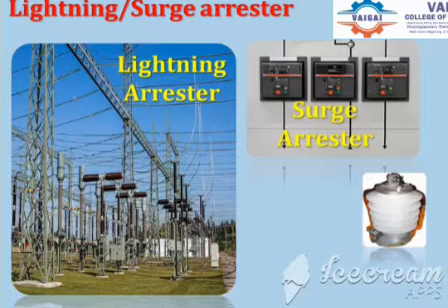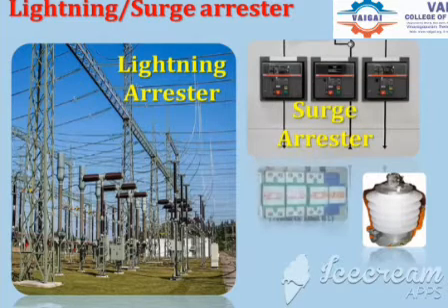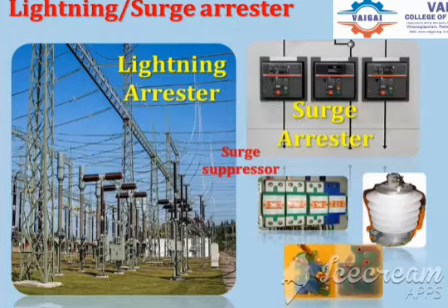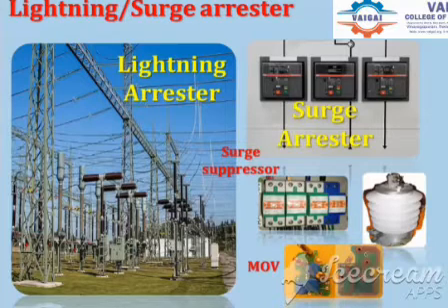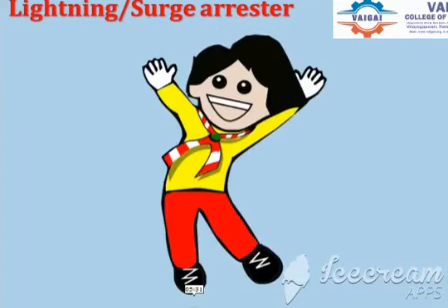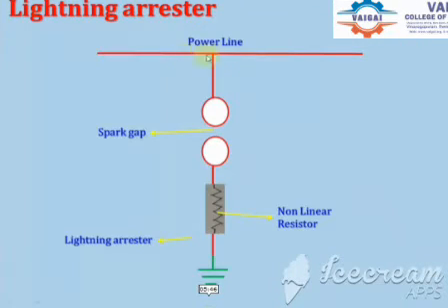Let us see the difference between lightning arrestor and surge arrestor. Lightning arrestor is used in outdoor substations. It is used to protect the transmission line, that is the power system, from over voltage. Surge arrestor is also used to protect the equipment from over voltage, that is sudden voltage, but it is used in the indoor substation within the control panel. There are more types: one is surge suppressor, another is MOV, which means metal oxide varistor. We will see the lightning and surge arrestor one by one.